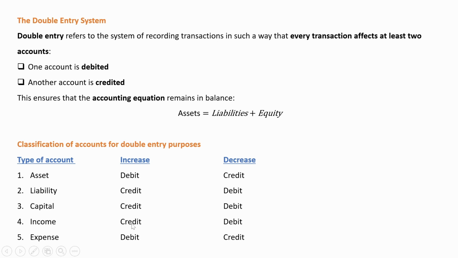When you generate income, for example, when you sell goods, you are supposed to credit the income account. In this case, it is going to be the sales account. So the sales account is an income account. That is why when we sell goods, we credit the sales account.